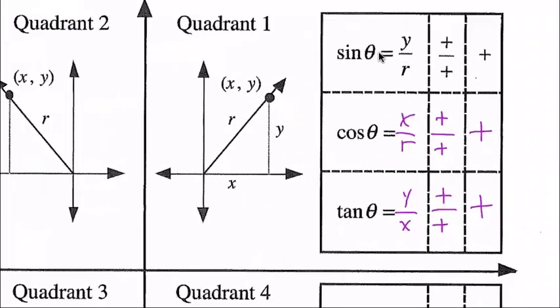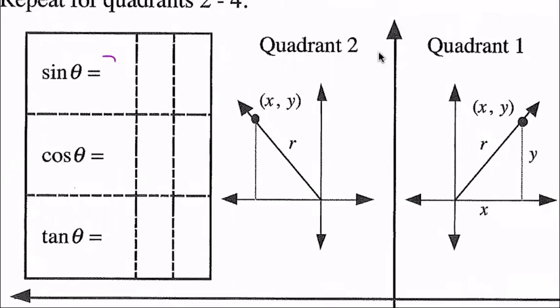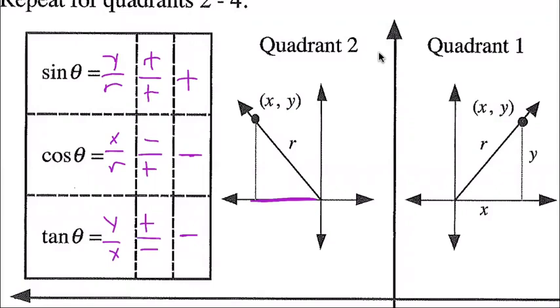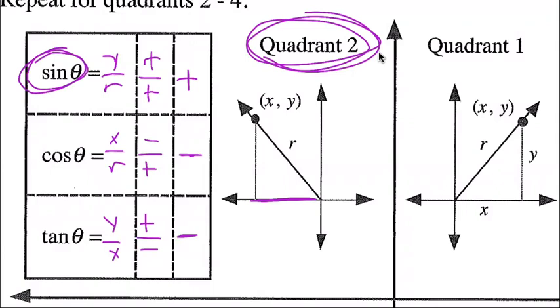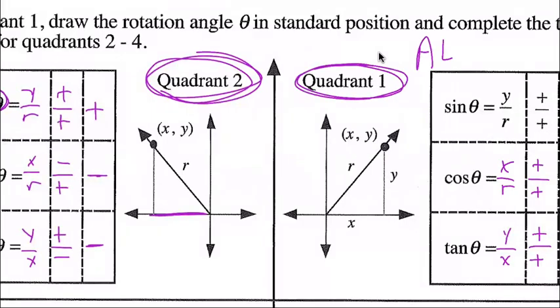If we flip to quadrant 2, we still know that this is y over r, this is x over r, this is y over x, except that y in this case in quadrant 2 is still positive, r is positive, overall positive. X though, this is a negative x value, negative over a positive, overall negative, and tangent, positive over negative, overall negative. So in quadrant 2, only sine is positive. Okay. In quadrant 1, they're all positive.